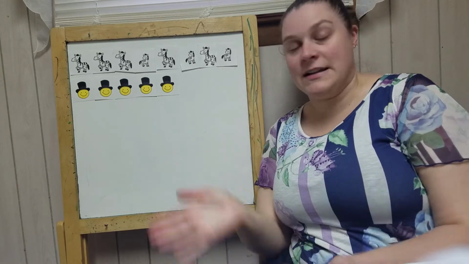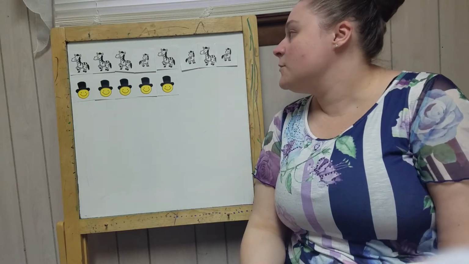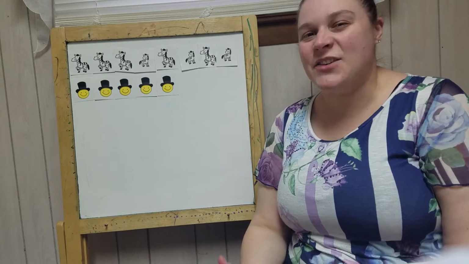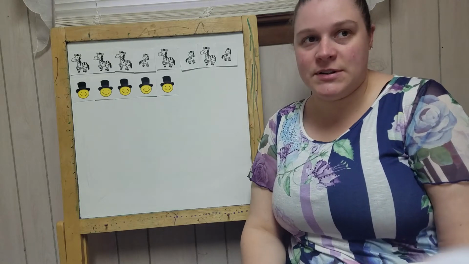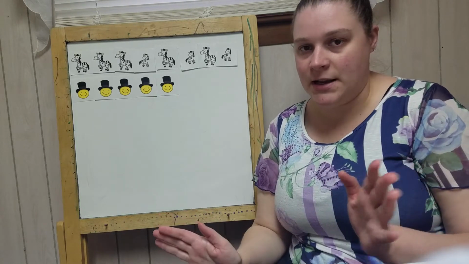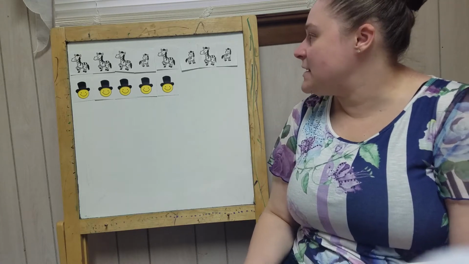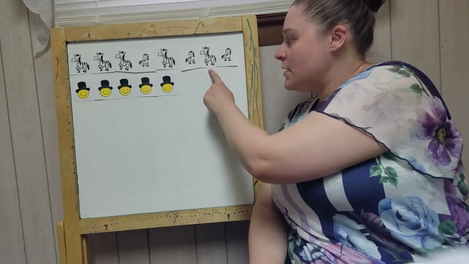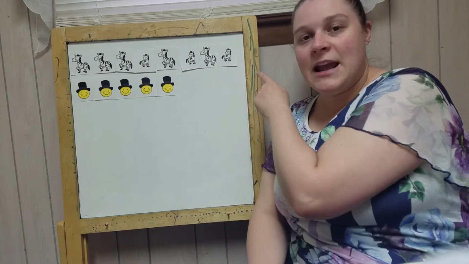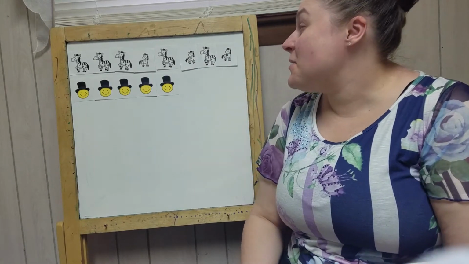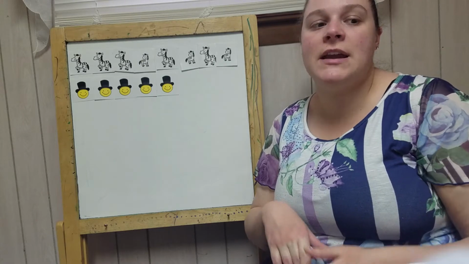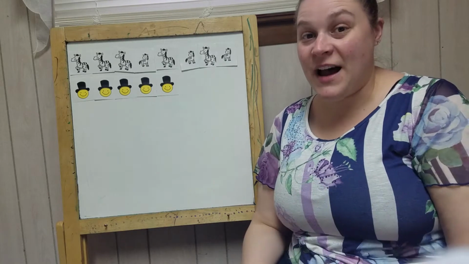So if we have 8 zebras and 5 smiley faces, how many more zebras do we have than smiley faces? Remember, we would count the ones that are extra, the extra zebras that don't have a smiley face buddy. Any guesses to how many? Let's see. 1, 2, 3. There are 3 more. So that means 8 is 3 more than 5.